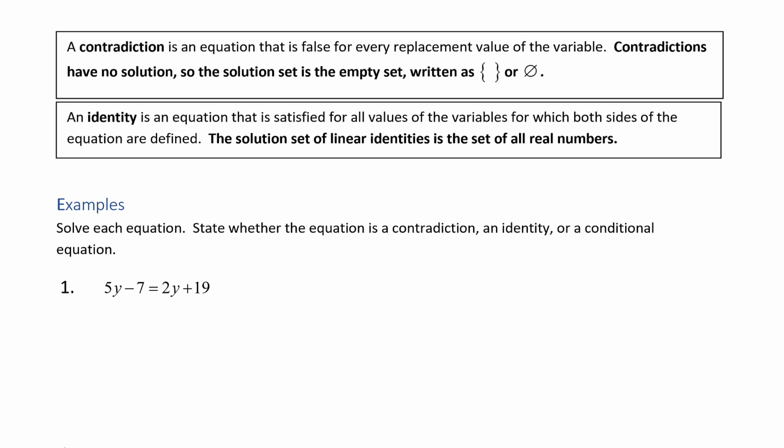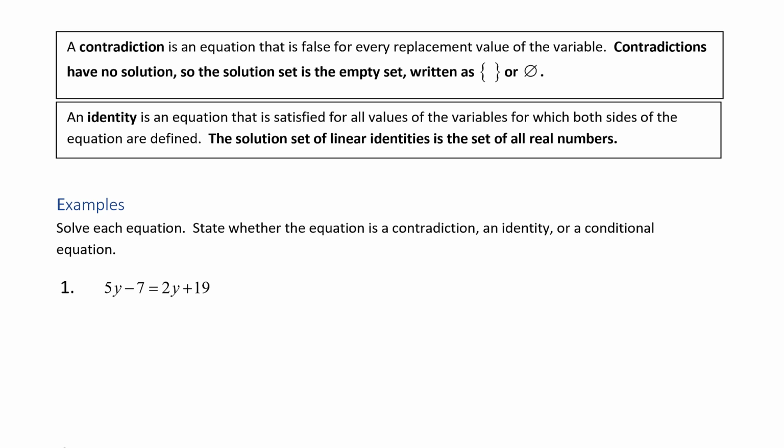An identity is an equation that is satisfied for all values of the variables for which both sides of the equation are defined. The solution set of linear identities is the set of all real numbers. Let's go ahead and solve some examples.